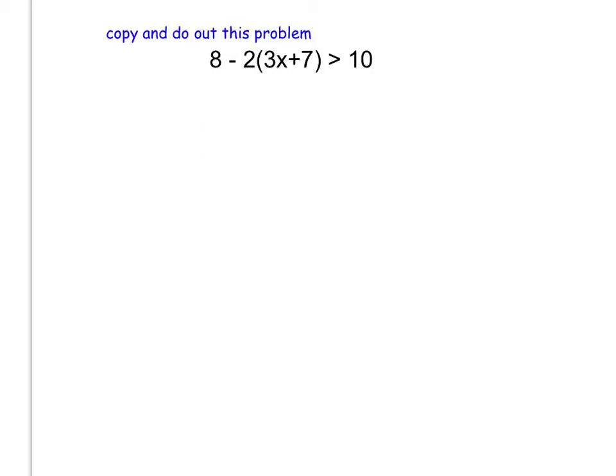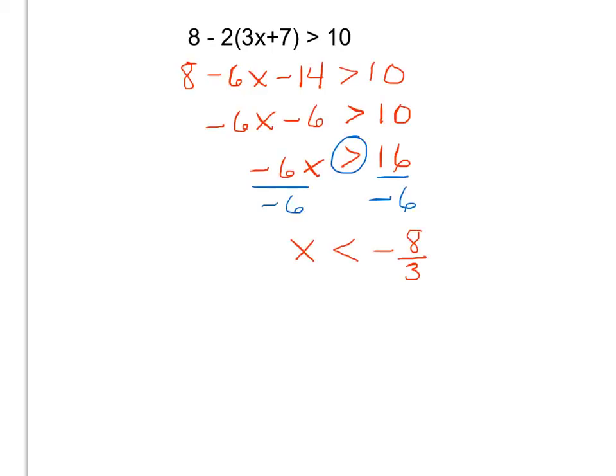So now copy this problem in your notebook, hit pause, and do it out. So when you resume play, you should see the answer is x is less than -8/3. If you didn't get that, look at this carefully, right? I distributed, combined like terms, 8 minus 14. Then I added 6 to both sides. And then when I went to divide by the -6, again, notice in blue I circled the inequality thinking I got to remember to change that. I have to switch the direction of the inequality.